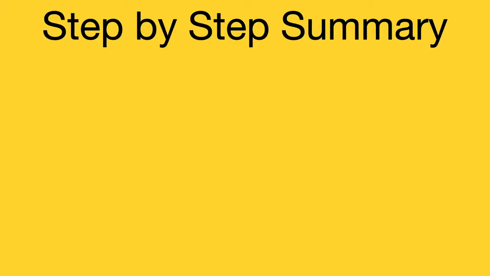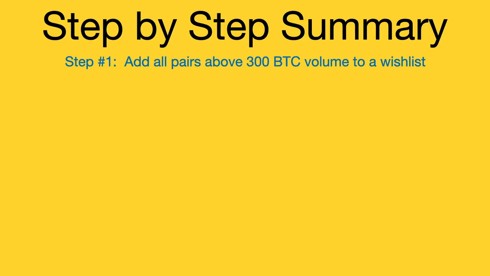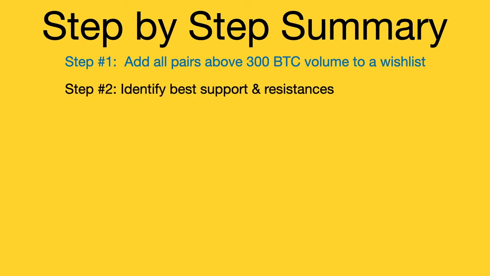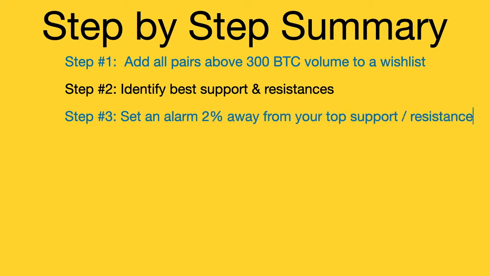So let's go over a step-by-step summary of exactly how I enter and take trades. Step number 1, I find all pairs that are above 300 Bitcoin volume when I'm trading crypto. I add these to a wish list so that I can quickly scroll through them. Step 2, identify the best support and resistances close to the current price on your chart. Step number 3, set an alarm about 2% away from your top support and resistance.